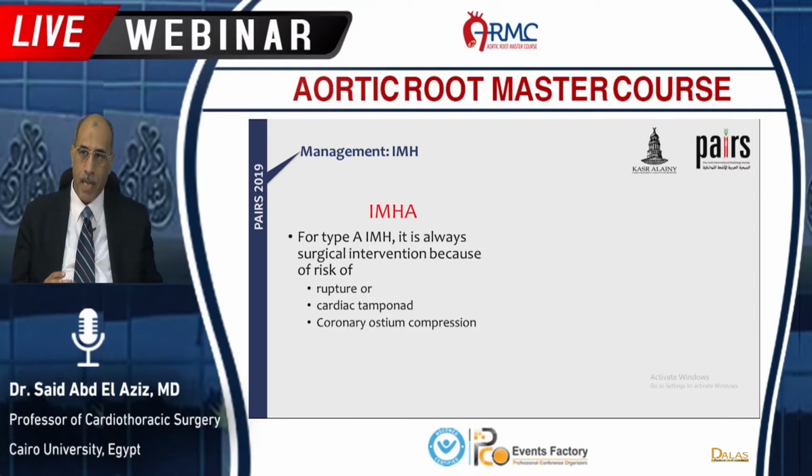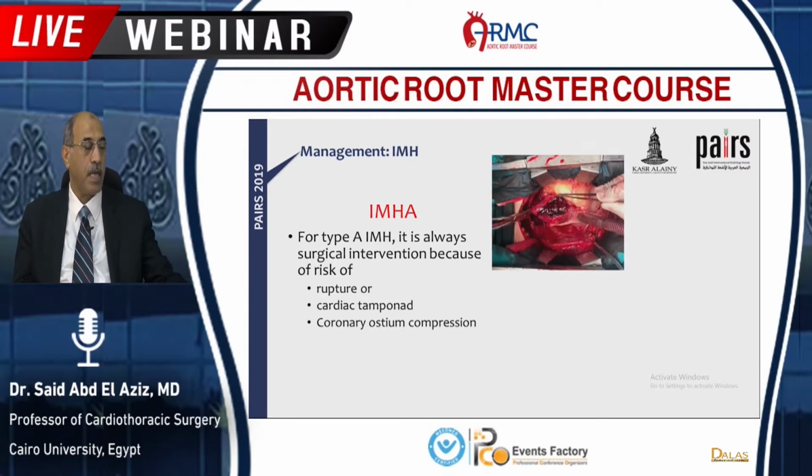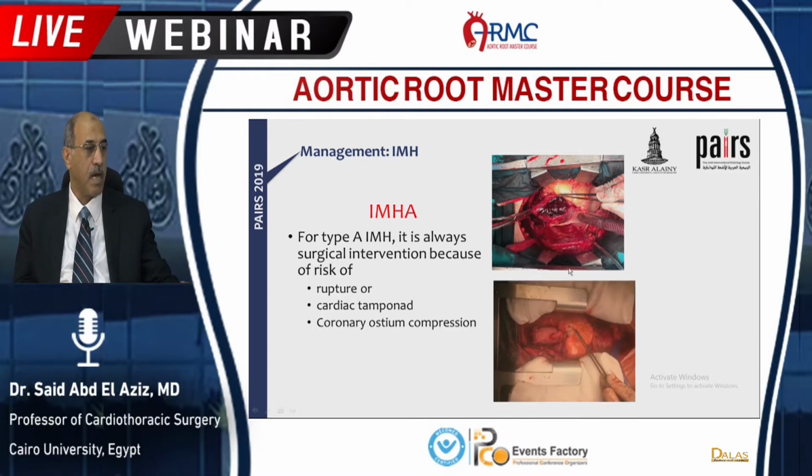Intramural hematoma type A, which involves the ascending aorta, is always a surgical intervention. This is because of the risk of rupture, risk of cardiac tamponade, risk of coronary ostial occlusion or compression. Here is a surgical view of a patient with an intramural hematoma of the ascending aorta, and this is after surgery. We replaced the ascending aorta and we reimplanted the right coronary artery with a separate tube graft.